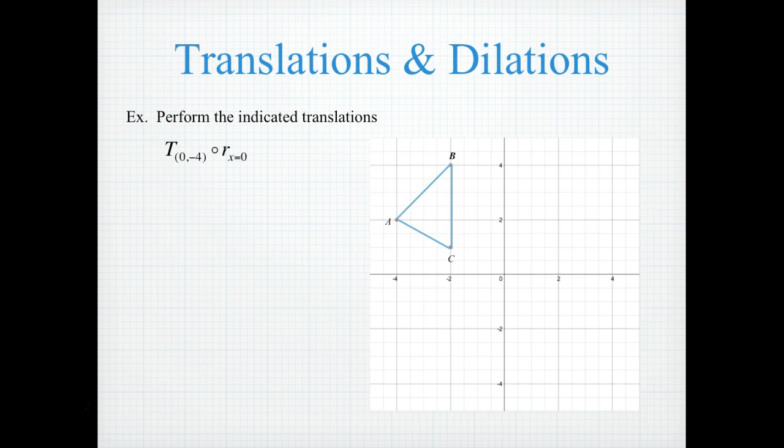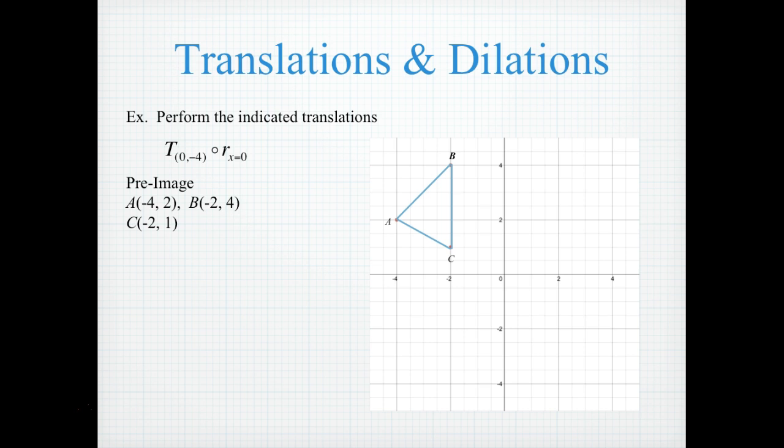Lastly, we're going to perform a composition of transformations. So we need to translate the reflection in this case. So we make sure that we do the reflection first, and the translation second. So I have a triangle ABC, and the first thing I need to do is reflect that triangle over the line x equals 0. So remember, the line x equals 0 represents the y-axis. My pre-image has the coordinates -4, 2, -2, 4, and -2, 1.